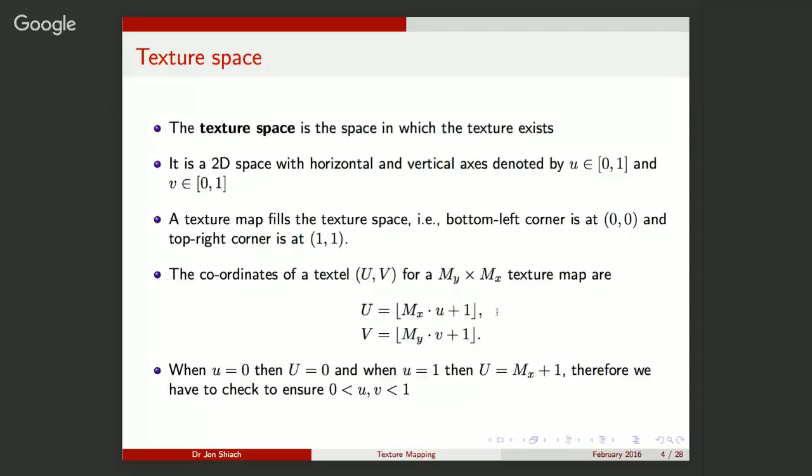So when U is equal to 0, then big U will be equal to 1. And when U is equal to 1, big U is equal to MX plus 1. So sometimes we have to do a check to ensure that our U coordinate isn't exactly 0. If it's 0, we just add a tiny amount to it, just to bump it up a bit. Likewise, if U and V is exactly equal to 1, we subtract a very small amount from it, to ensure that when we calculate big U and big V, they're not greater than or less than what we have.